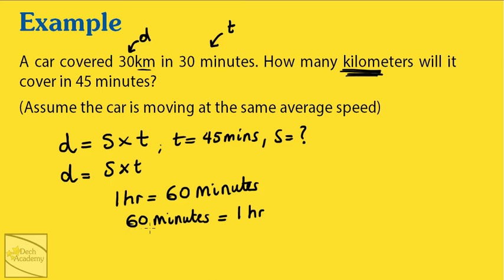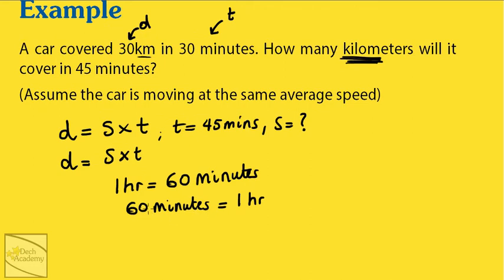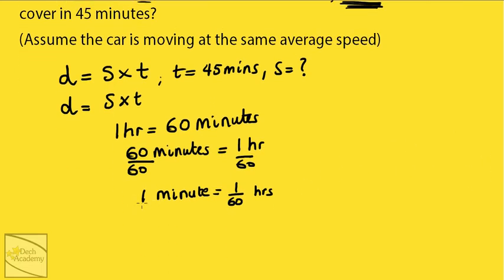Well, first of all, let's find out what 1 minute is in hours. So I'm going to divide both sides by 60. So it means that 1 minute is equal to 1 over 60 hours. So what about 45 minutes? Well, to find 45 minutes in hours, I'll multiply both sides by 45. So multiply this side by 45 and this side by the same thing, 45.